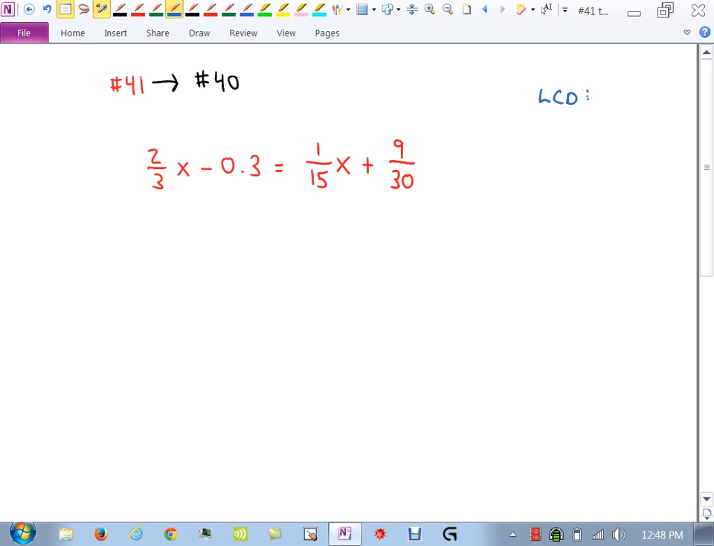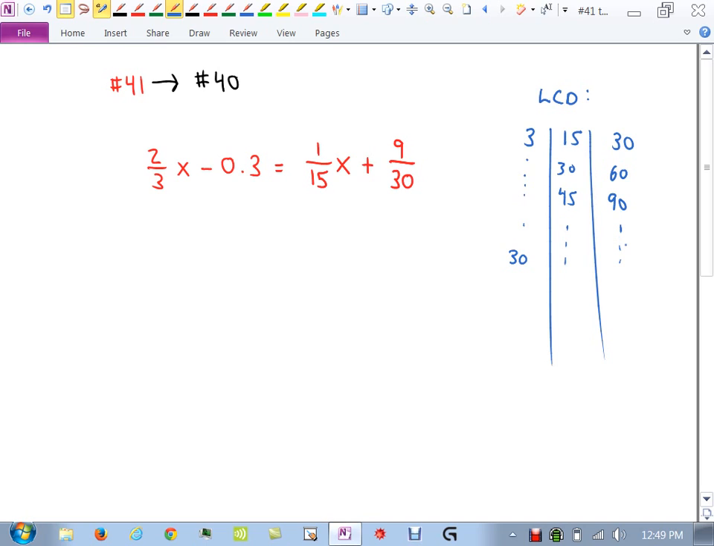LCD, my denominators are 3, 15, and 30. If I list out the multiples here, 3, 6, and so on, I go all the way down until I get to 30. 15, 30, 45, and I can keep going. 30, 60, 90, keep going. The least number that appears in all three lists is 30. You can probably just look and see that, but that's the process in case you're looking for the process. On a test, you don't have to give me this part. If you know it's 30, go with it. 30, I'm going to multiply the left by 30. 30, multiply the right by 30.